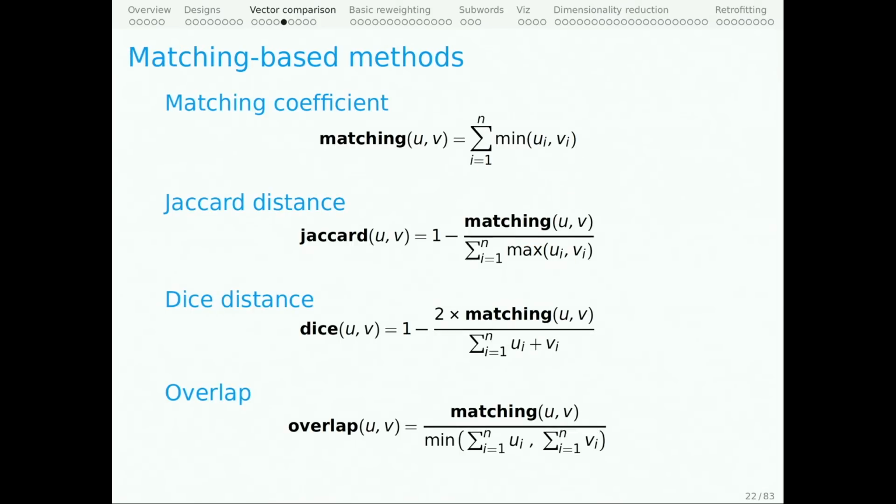So another popular family of these comparison methods I've called matching-based methods. The matching coefficient is the one that I've given at the top there. You're just summing up all of the smaller of the two values, doing a pointwise comparison across the vectors that you want to compare. So that's the matching coefficient. And then Jaccard, Dice, and overlap are all defined in terms of that matching thing. So matching, matching, matching in the numerators. And then you can see that what they're doing is just normalizing the vectors in different ways.